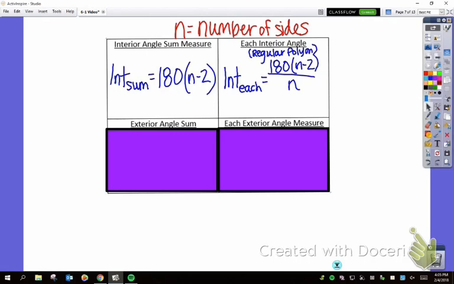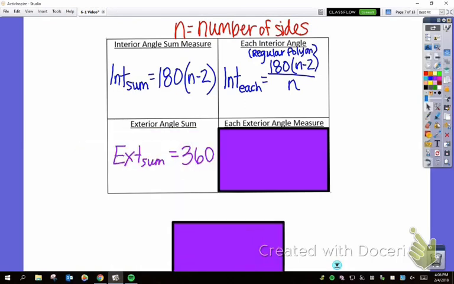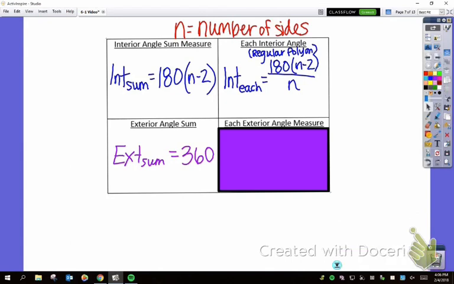And that's when I have a regular polygon. Now, our exterior angle sum, we're going to talk about this a little bit more later, is based off of the fact of a circle. It's not actually a formula at all, okay, but our exterior angle sum is always going to equal 360 degrees. That's just it, no formula to be used.